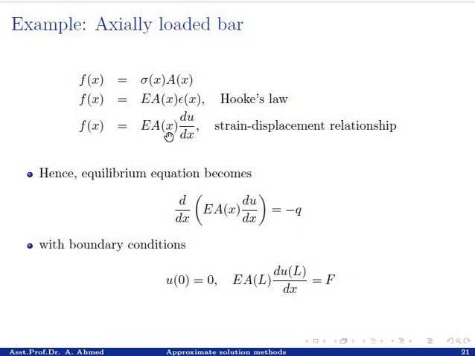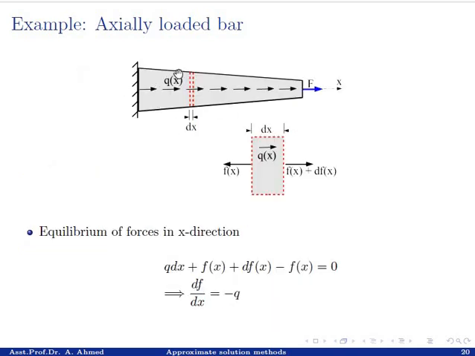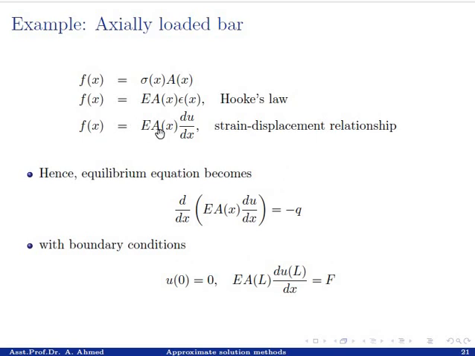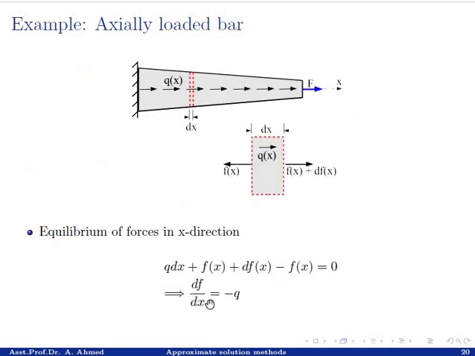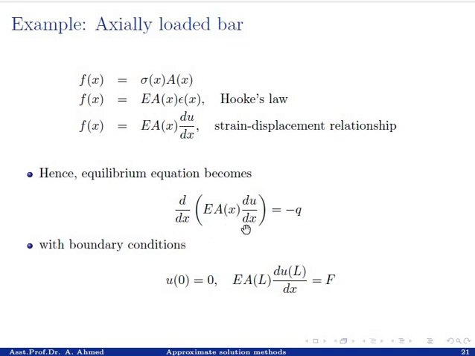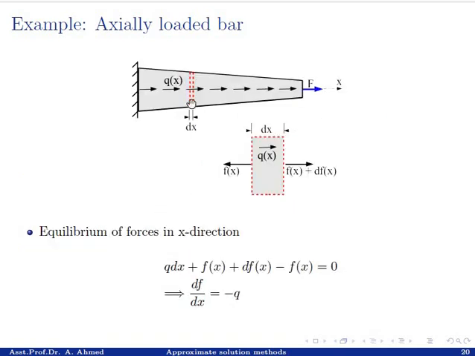A is a function of x as shown in the figure because the cross-sectional area is also changing along the length of the member. Otherwise, if it were a member of uniform cross-section, I would have taken simply EA times du over dx. So now the equilibrium condition, by incorporating F of x in the above differential equation, becomes this form. This is the equilibrium requirement of the differential element.